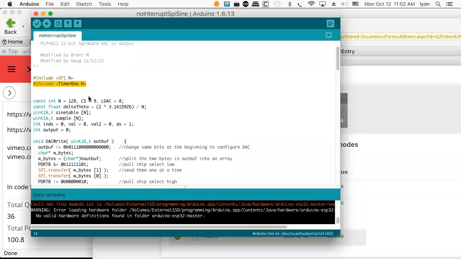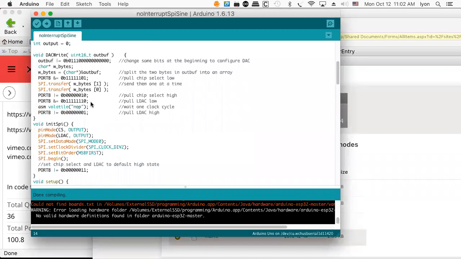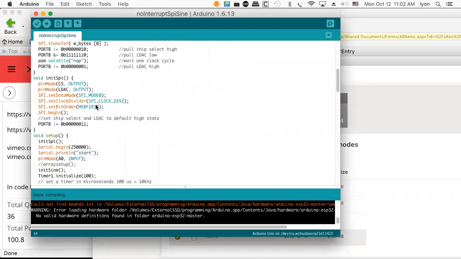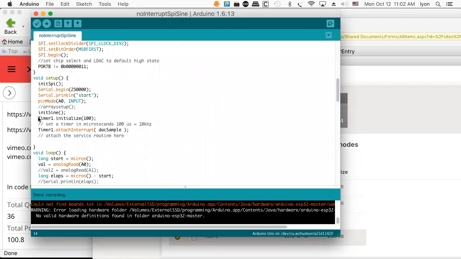What I did when I proceeded to do my setup is I said Timer1 initialize to 100 microseconds, and then Timer1 attach interrupt DAC sample. And what this does is it lets me sample the waveform and output it to the DAC every 100 microseconds as part of an interrupt that's triggered every 100 microseconds. I thought that was a particularly easy way to manipulate the timers, and that handles a lot of complexity in the background about setting timer control registers, which is effectively all it does.